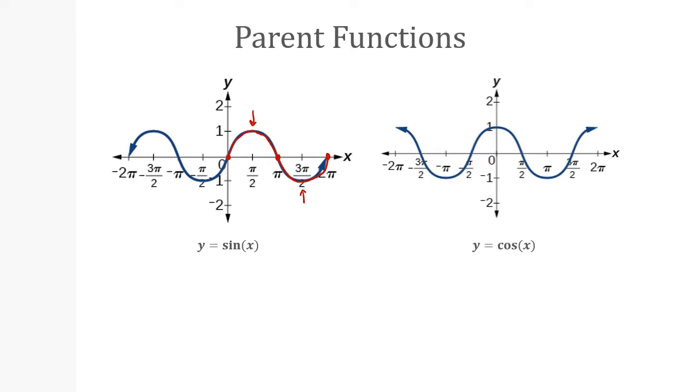At 0, we are at the highest value. We are at the maximum value of 0, 1. We don't see ourselves up at that maximum again until the end of the period, which is at 2 pi. Halfway between, at pi, we're at the lowest value. And between 0 and pi, at pi over 2, we're at the midline. And we're at the midline again at 3 pi over 2.